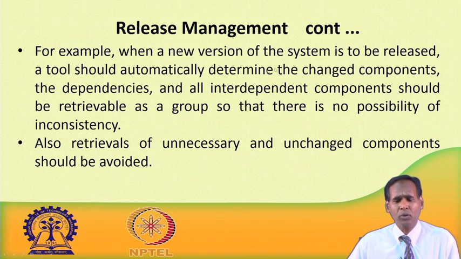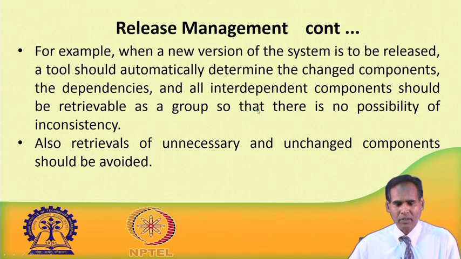For example, when a new version of the system has to be released, the tool should automatically determine what the changed components are and the dependencies among them, and all the interdependent components should be retrievable as a group, so that there will be no possibility of inconsistency. Also, retrieval of unnecessary and unchanged components should be avoided. So, whenever there would be retrieval of unnecessary or unchanged components, that should be avoided by the release management tool.